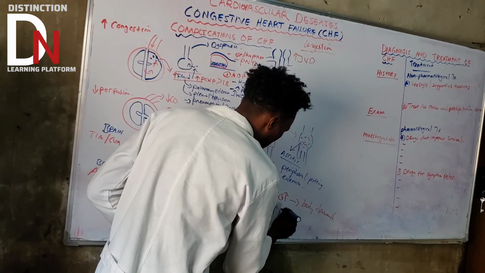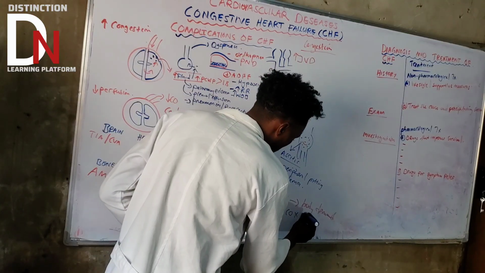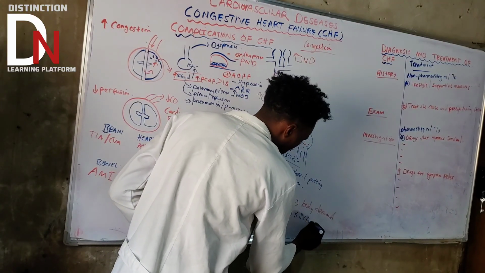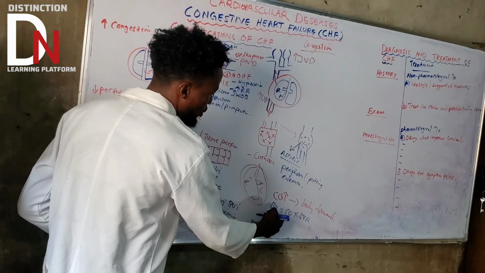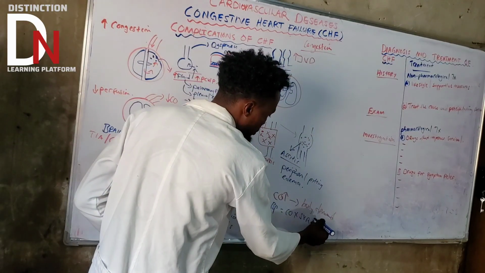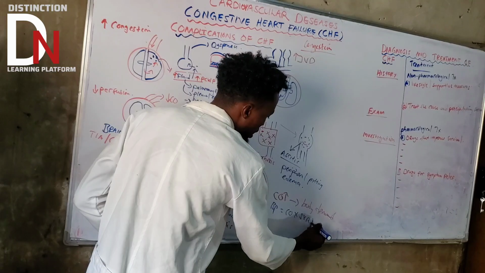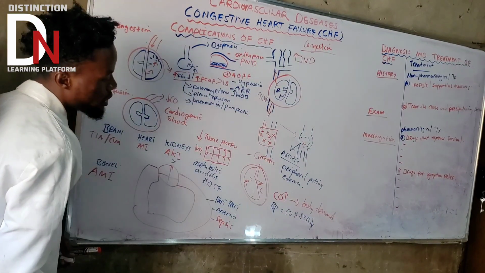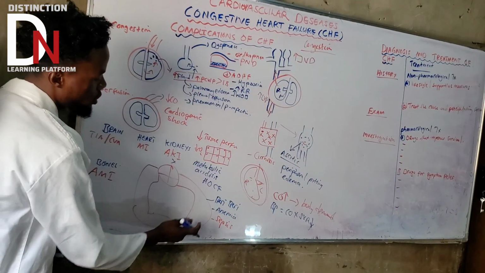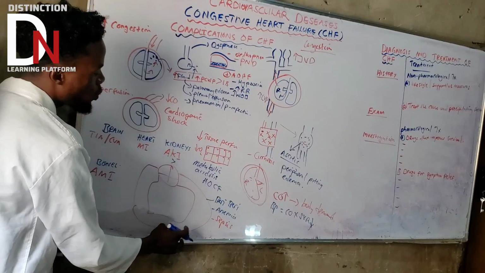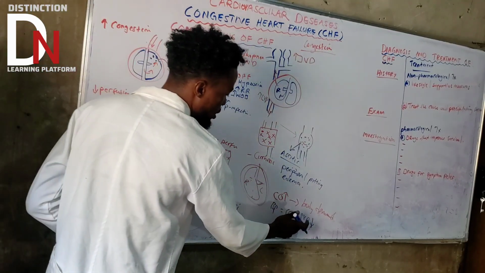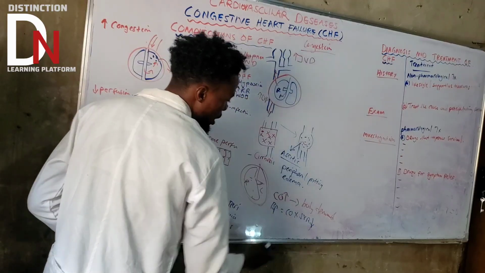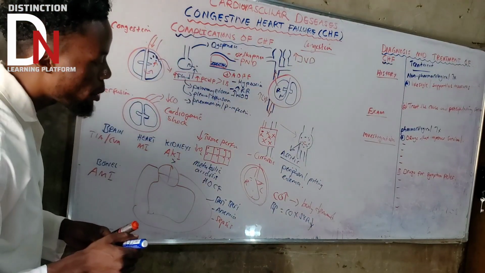We said BP is equal to cardiac output times systemic vascular resistance. Here the problem is not the cardiac output. The problem is the systemic vascular resistance. The reason why there is a decrease in systemic vascular resistance is because these blood vessels are super dilated. If you dilate the blood vessels, you are going to decrease the systemic vascular resistance.